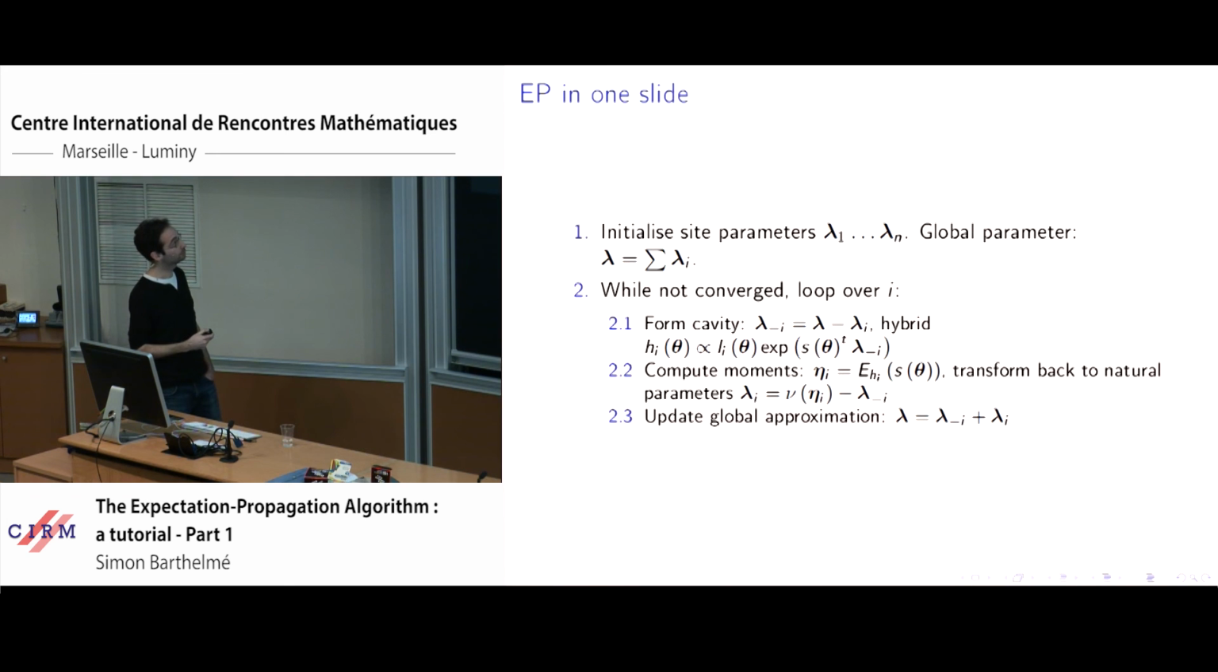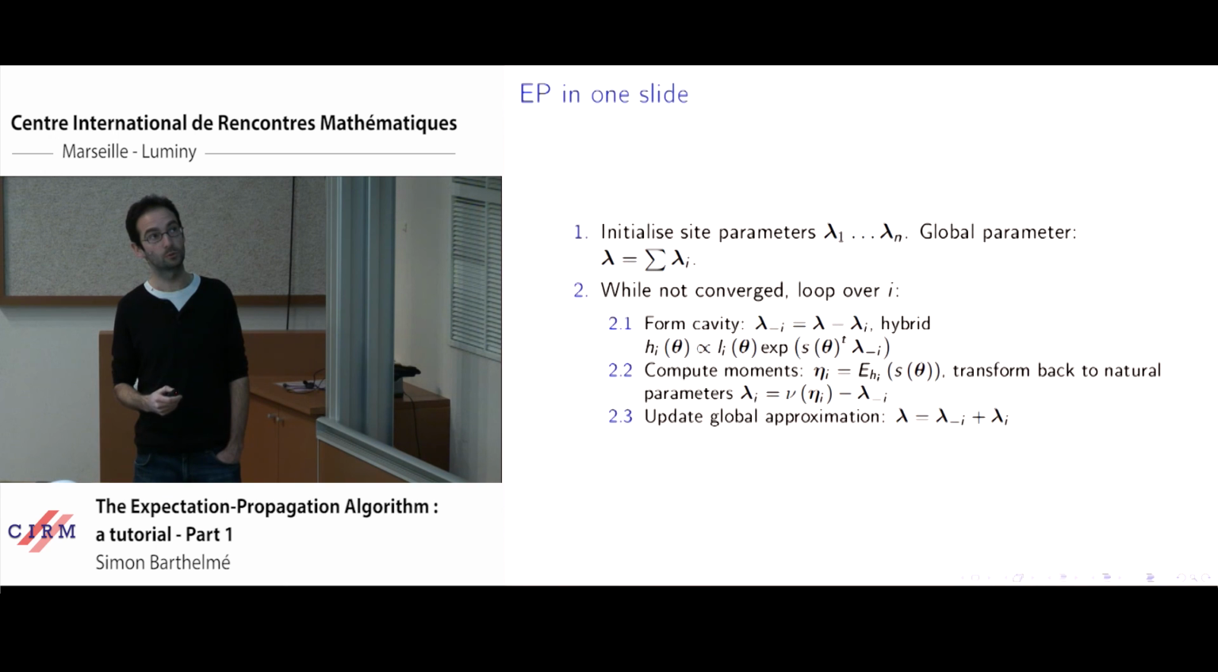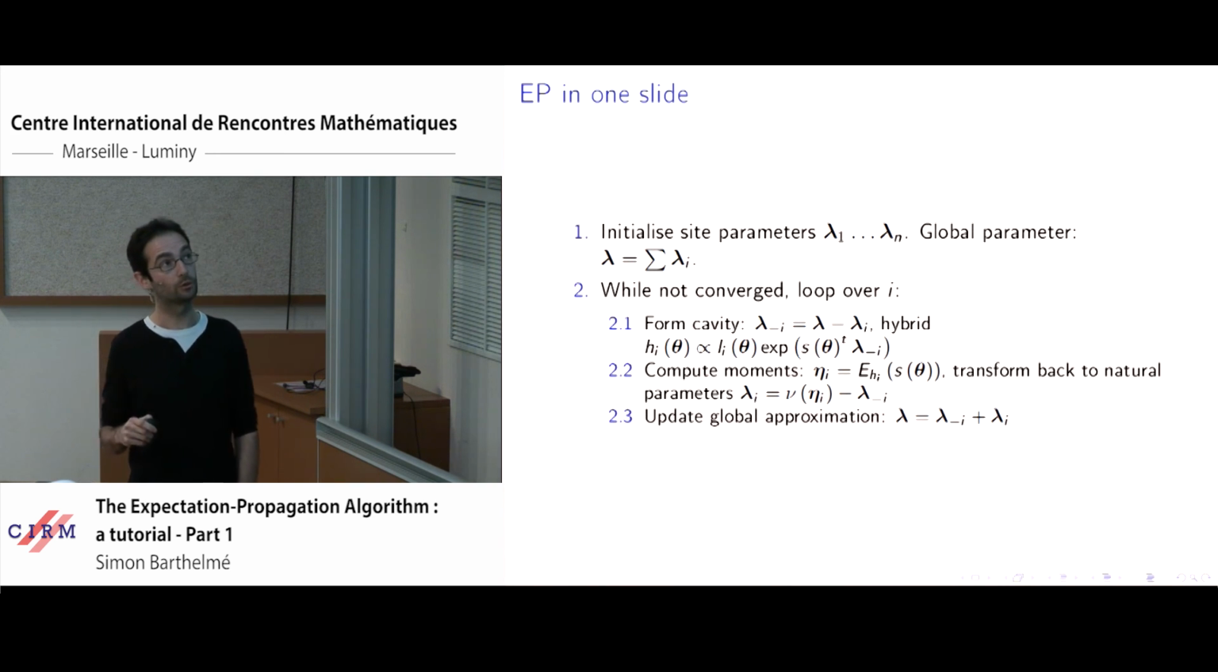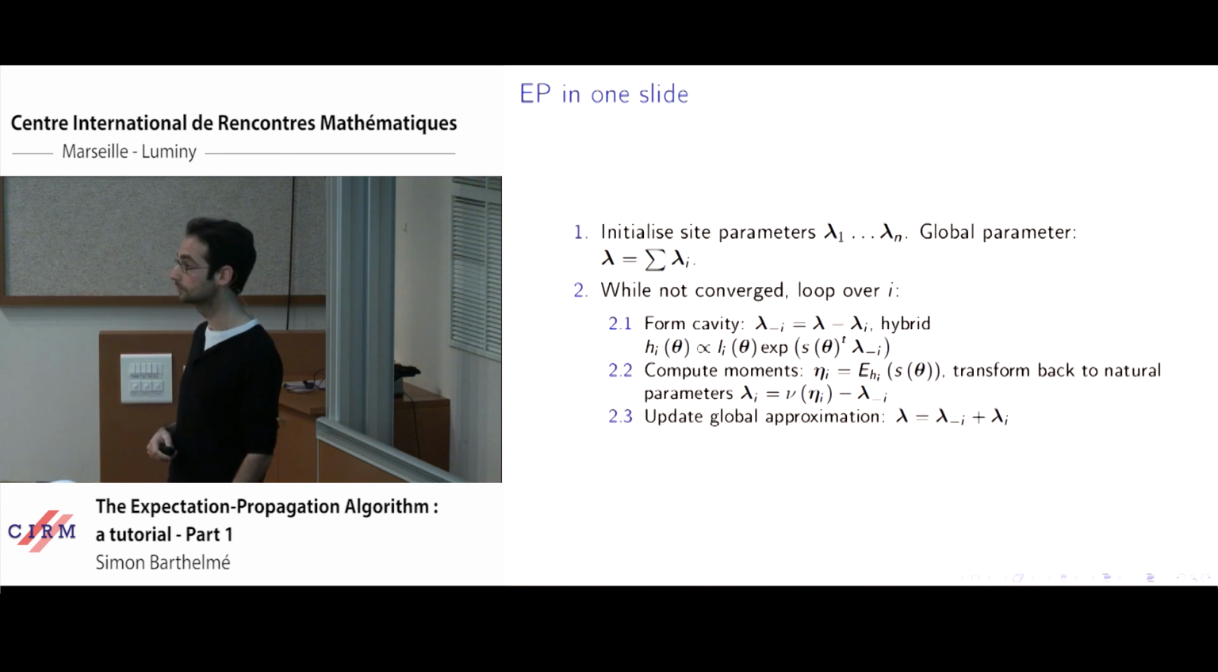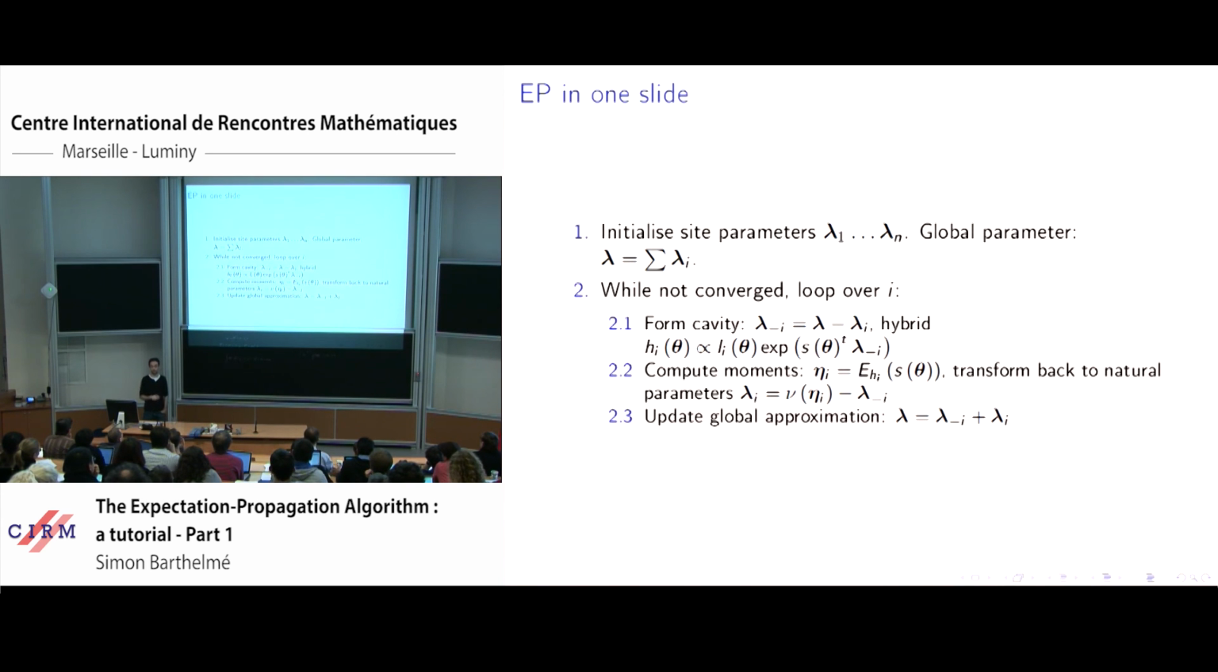You create a hybrid formed by the cavity prior, which is just this, lambda minus I inside this Gaussian expression. You add the likelihood, this is your hybrid. Now you compute the moments. I'm writing it in this form: the expectation over the hybrid distribution of the sufficient statistics, which in this case are just theta and theta transpose. And I get moments, which live in the world of moments. So I'm going to call this eta I.